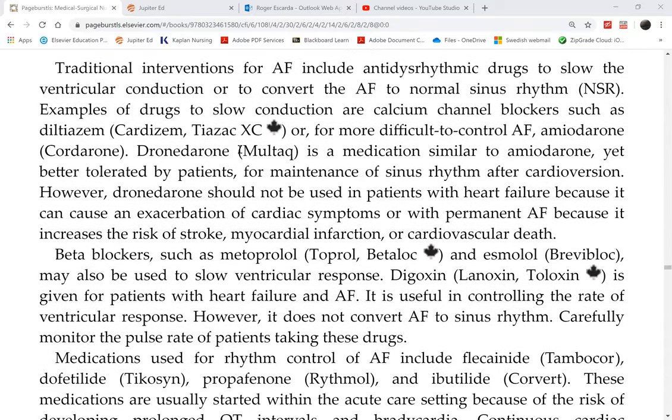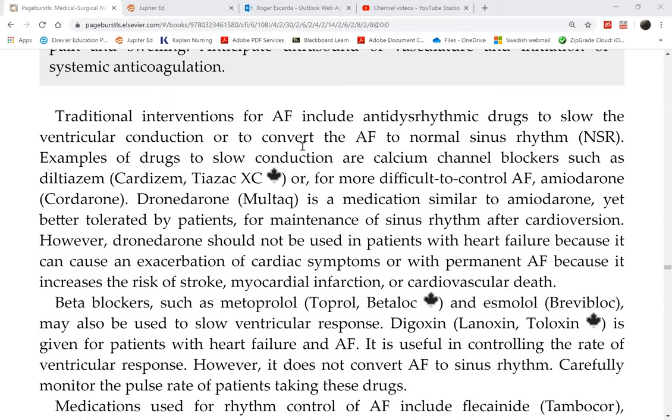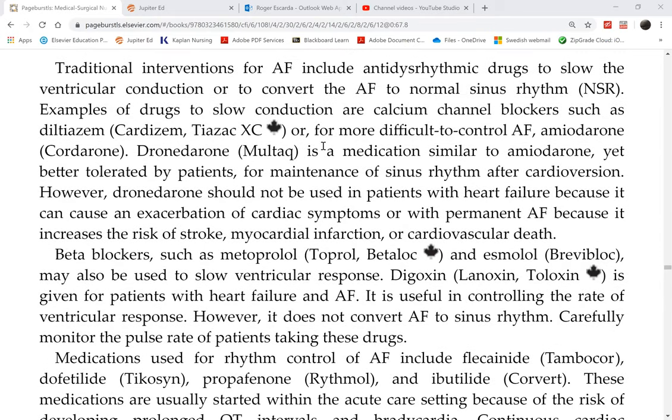Here are your drugs. Please read this carefully here. So a patient comes in with new AFib. What is your first option? It tells you here exactly what to do. So we will try antidysrhythmics first.